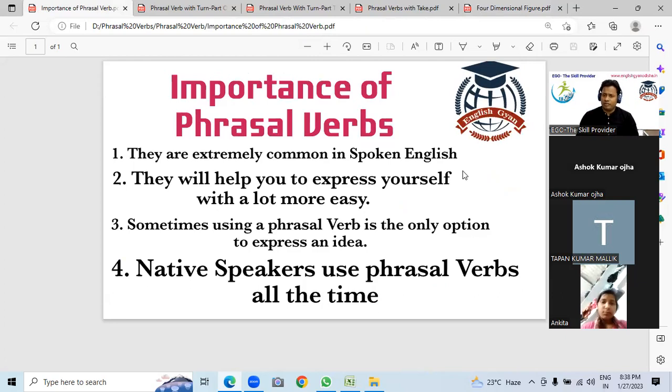You have a very wrong notion. The notion is that phrasal verbs are required only from the written point of view or for exam point of view, which is absolutely not true.